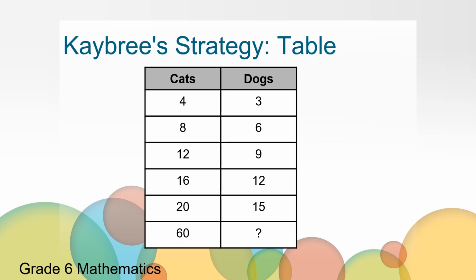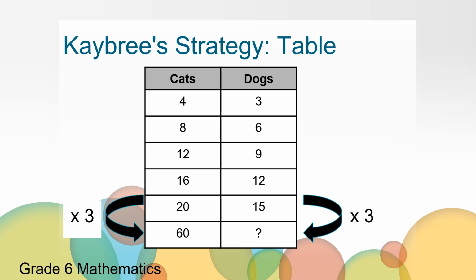Kaybree knew that if she set the problem up with a table, it would help her notice patterns. She noticed that she could skip count by 4 on the left to represent the number of cats at the shelter, and she could skip count by 3 on the right to represent the number of dogs. She continued to extend this pattern on both sides until she got to 20 cats on the left, and then she realized that she could multiply 20 by 3 to get to 60 cats. She knew that she could then multiply 15 times 3 to get the missing number of dogs on the right.